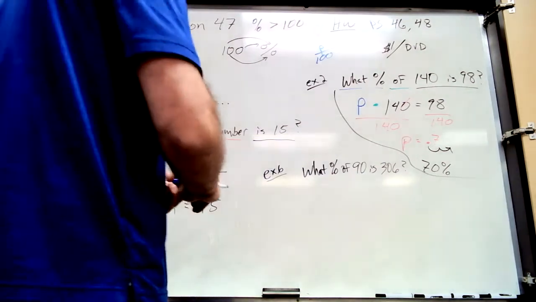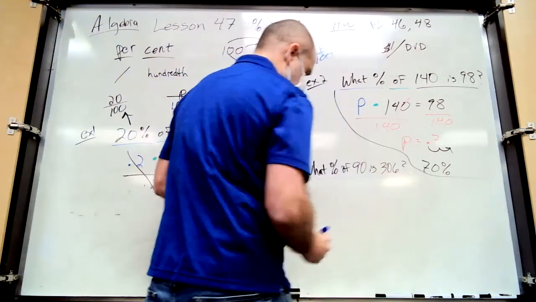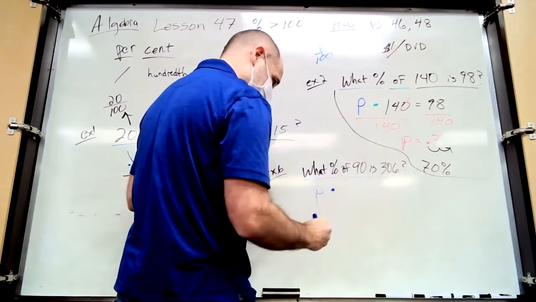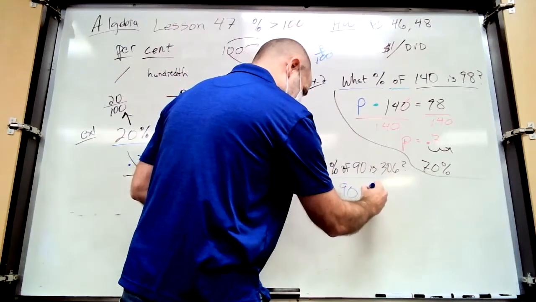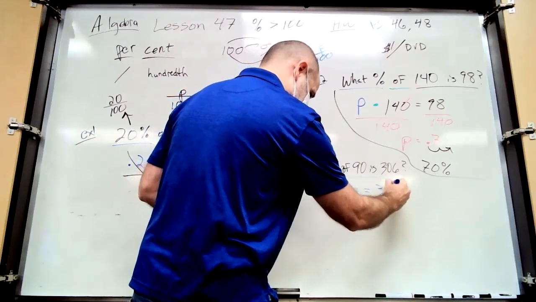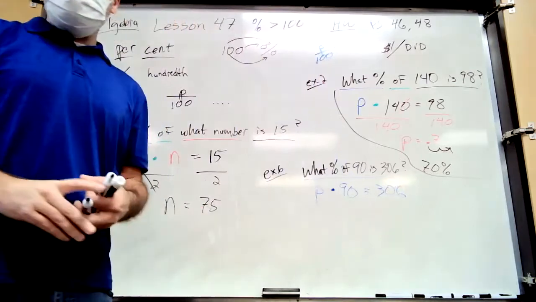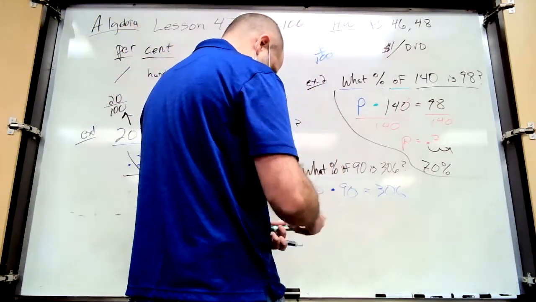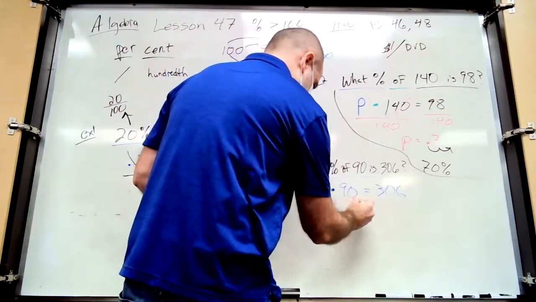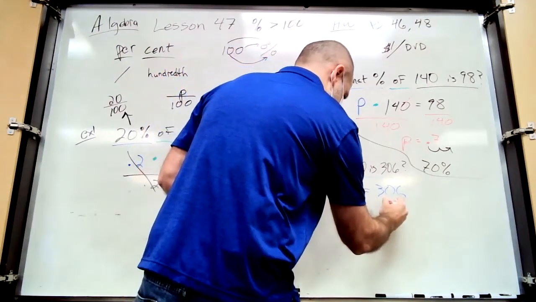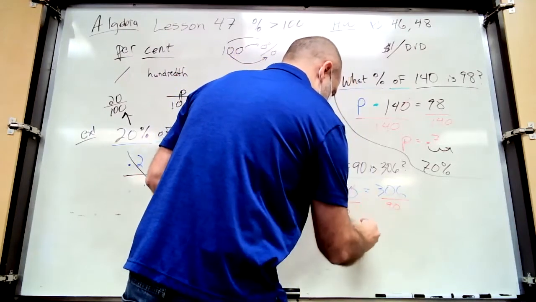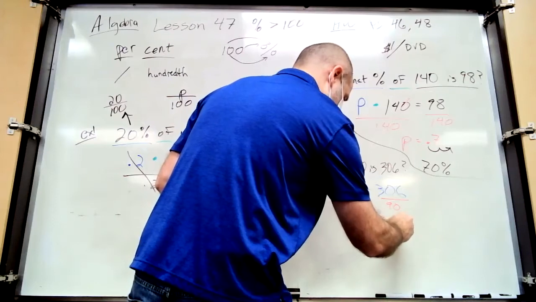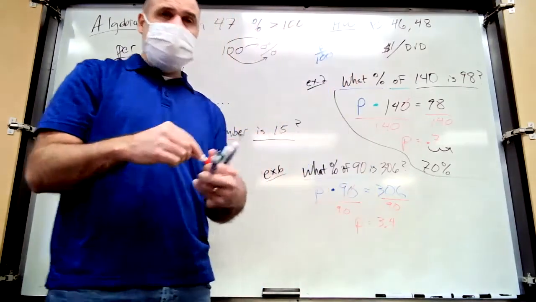Okay, I'm going to join in. First thing I'm going to do is translate that. What percent P of 90 equals 306. So now I have to divide by 90. Okay, what happens when you divide by 90? What do you get? 3.4. So is that your answer?